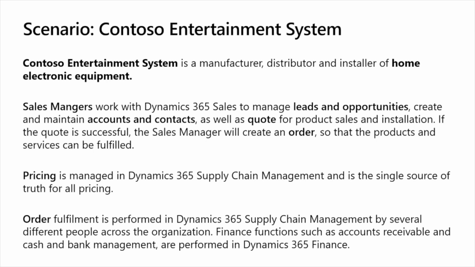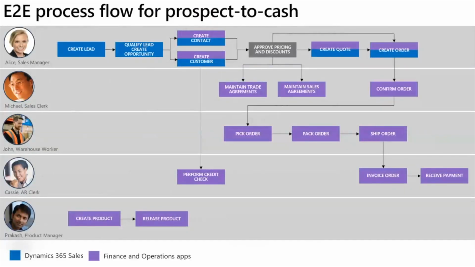From a pricing perspective, pricing and discounts are maintained in supply chain management, and this is considered the single source of truth for all pricing and discounts. Order fulfillment is also performed in supply chain management by various people across the organization. And from a finance perspective, this is leveraging Dynamics 365 Finance. So think of payments and then cash and bank management as supporting processes.